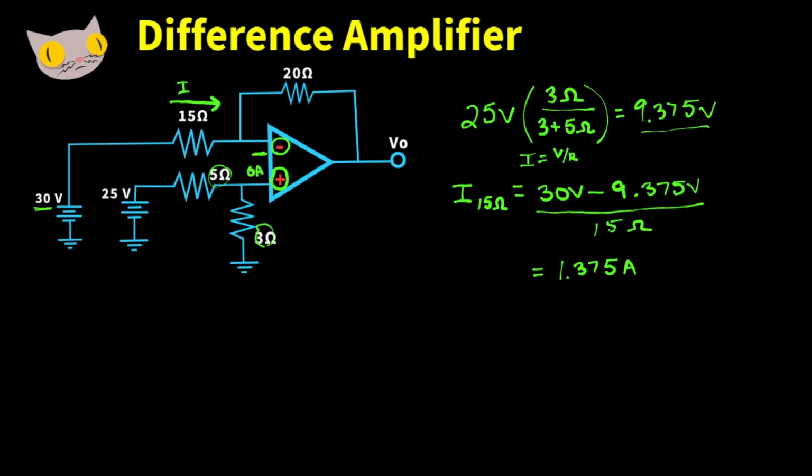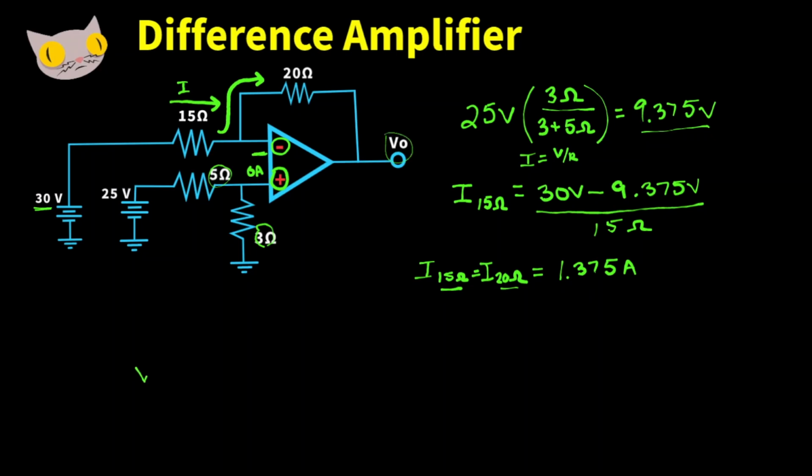There's no current here. So the current running through the 15 ohm resistor is going to then take this path through the 20 ohm resistor. So the current's going to be the same between both resistors. We have current through the 15 ohm resistor equal to current through the 20 ohm resistor, and that's 1.375 amps. Now we can use Kirchhoff's voltage law to find the output at VO.